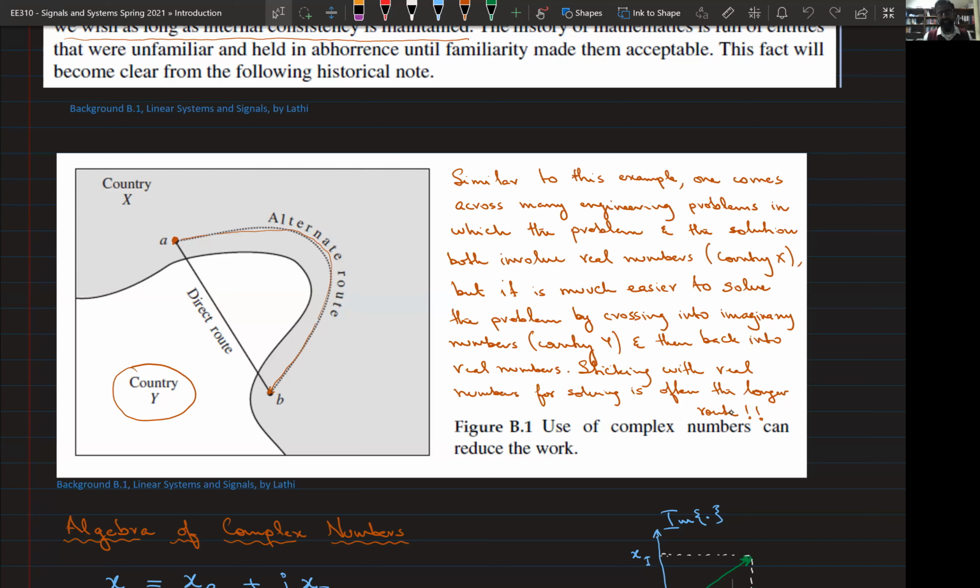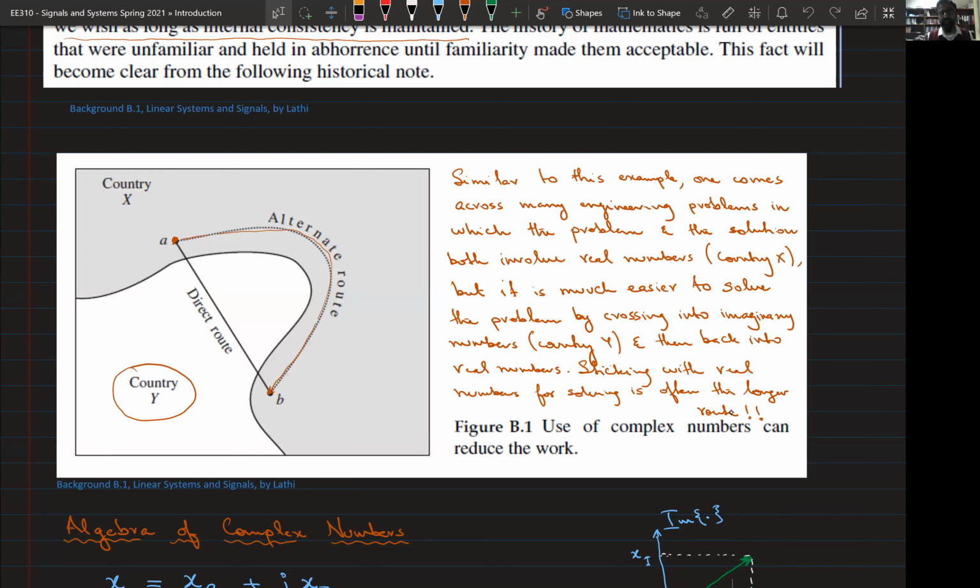So similar to that, in many applications across engineering, what you're going to come across is that the problem resides in the real domain, the solution resides in the real domain as well. However, solving the problem in the real domain becomes difficult.